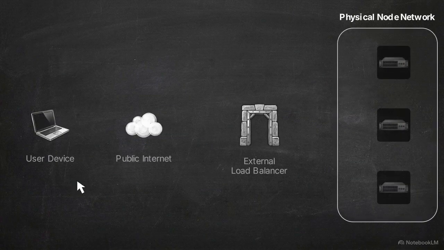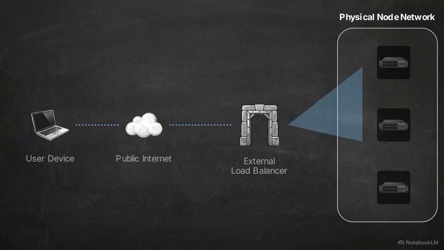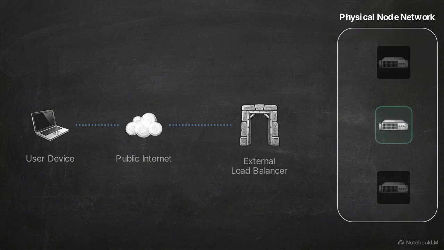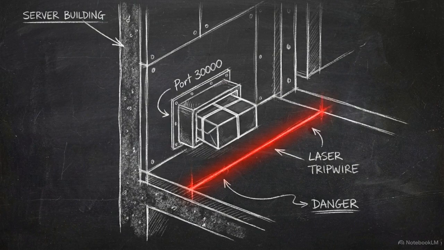Let's trace a single customer request. A user clicks Login on their laptop, sending a data packet across the public internet toward the cluster. The packet first hits an external load balancer. This load balancer knows nothing about internal pods or containers. It monitors the physical servers, selecting a healthy node and forwarding the packet to a specific port on that machine's hardware, like port 30,000. The data arrives at the physical network interface of the server, but before it can reach any application code, it triggers a trap.